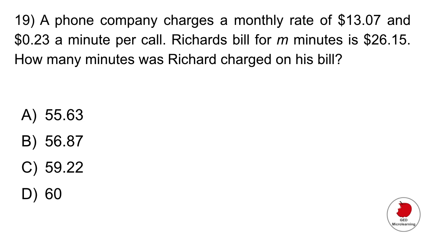Okay, question 19. A phone company charges a monthly rate of $13.07, and then it charges 23 cents a minute per call. Richard's bill for M minutes is $26.15. How many minutes was Richard charged on his bill?